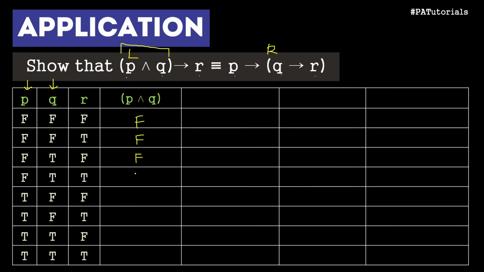False and true, that would be false. True and false, that would be false. True and true, that would be true.